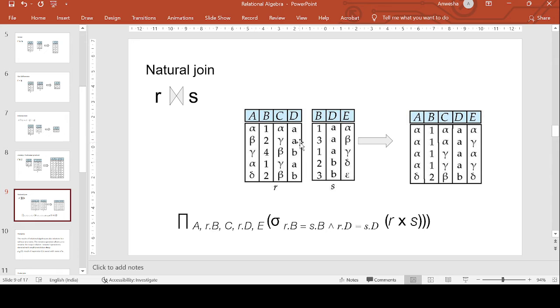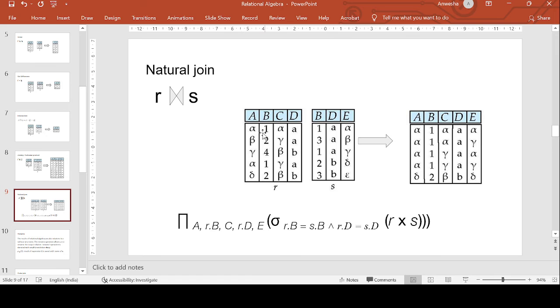Now consider the second row of the first relation. So 2A, there is no 2A in S relation. So now move to the next row, third row of R. 4B, there is no 4B in S. So again go to the next row. Again 1A. So alpha 1 gamma A alpha. And here alpha 1 gamma A gamma.